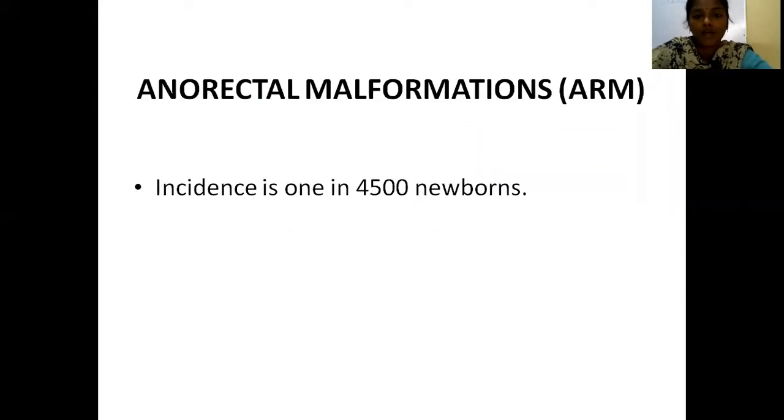Coming to anorectal malformations, these are a spectrum of congenital disorders. There's a defective development of the hindgut. The incidence of anorectal malformation is 1 in 4,500 newborns.